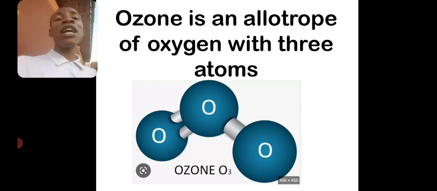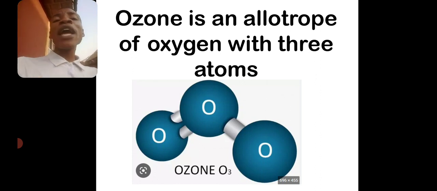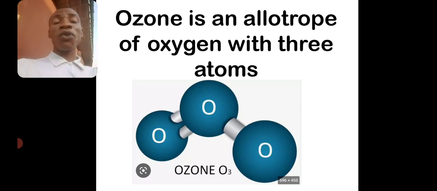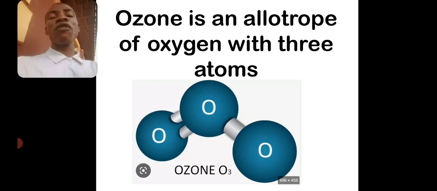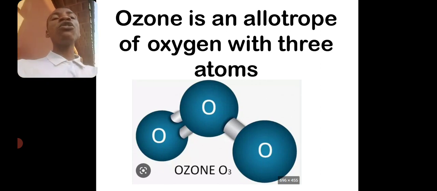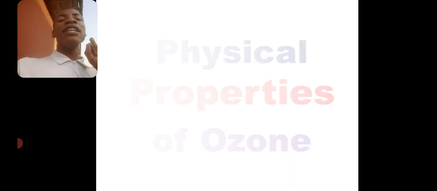Resonance is a phenomenon where 2 equivalent forms of a compound exist in equilibrium. Ozone is one of the compounds that exhibits resonance structure. It's an allotrope of oxygen with 3 atoms.